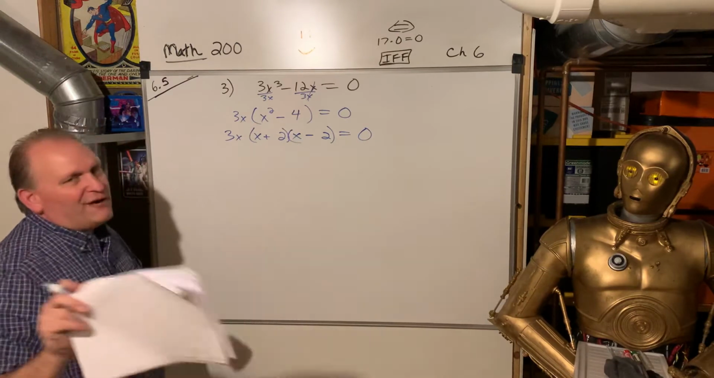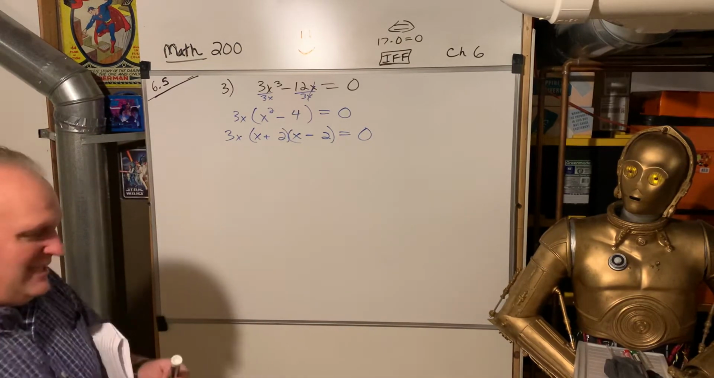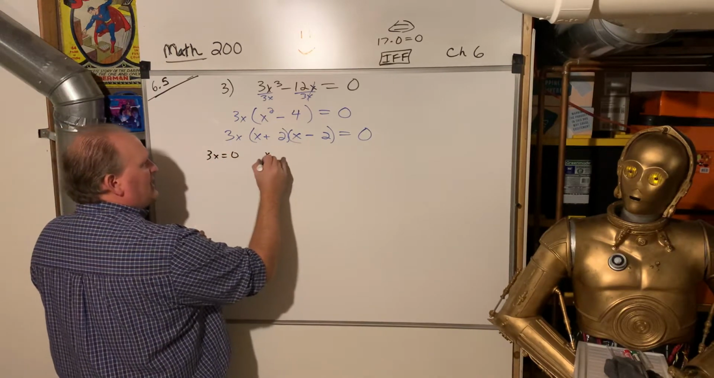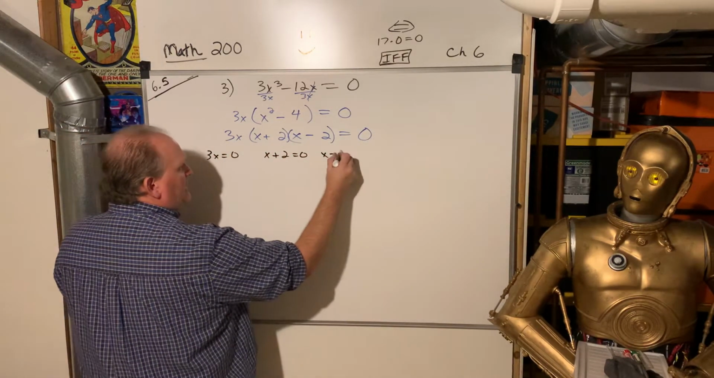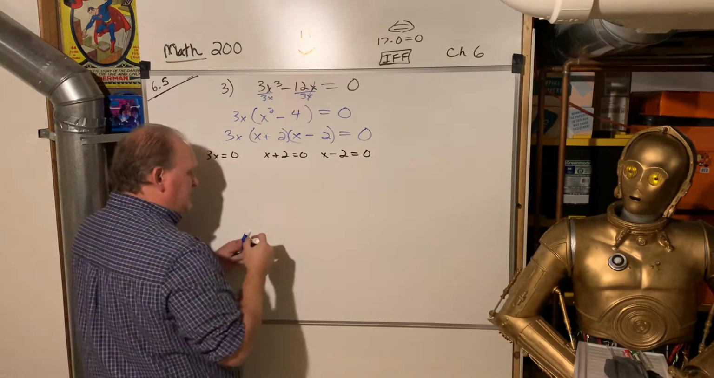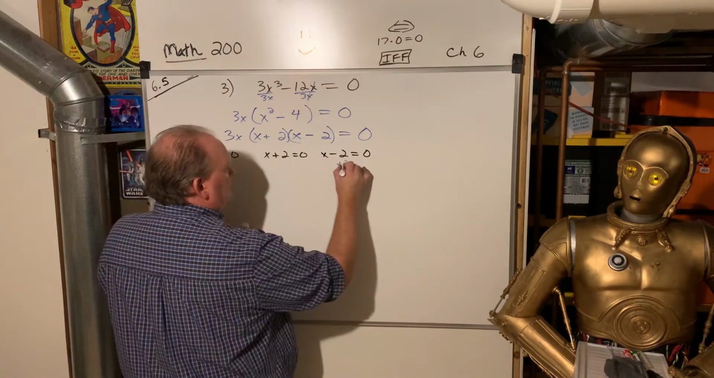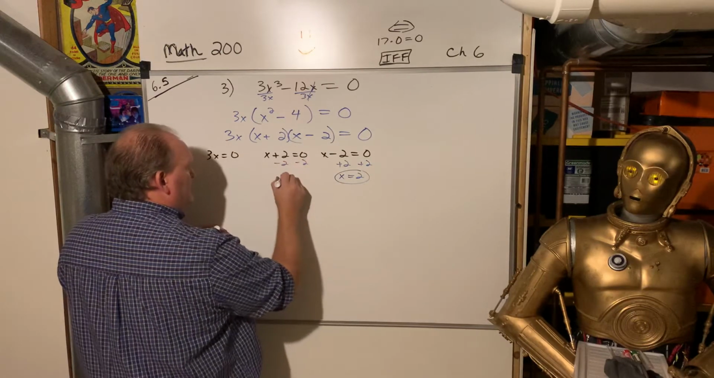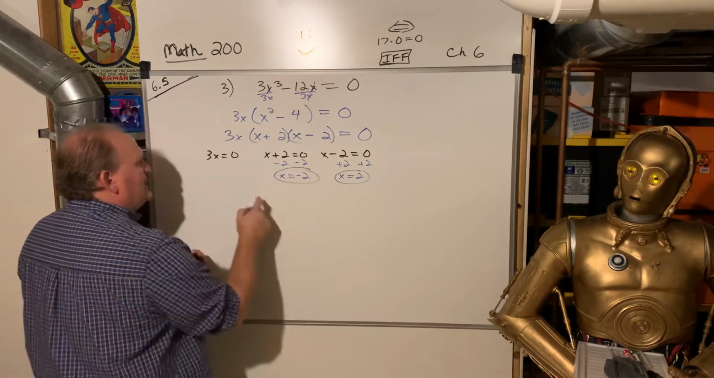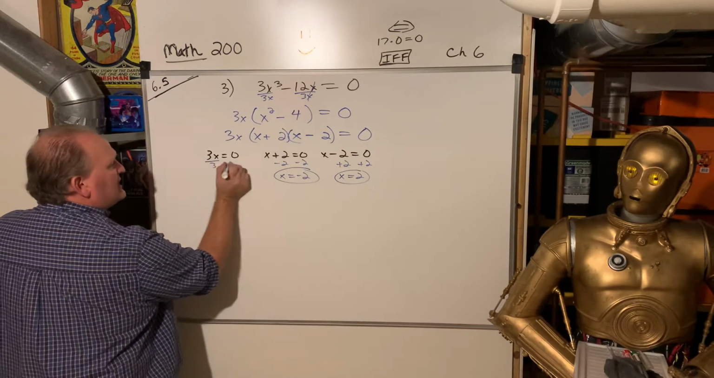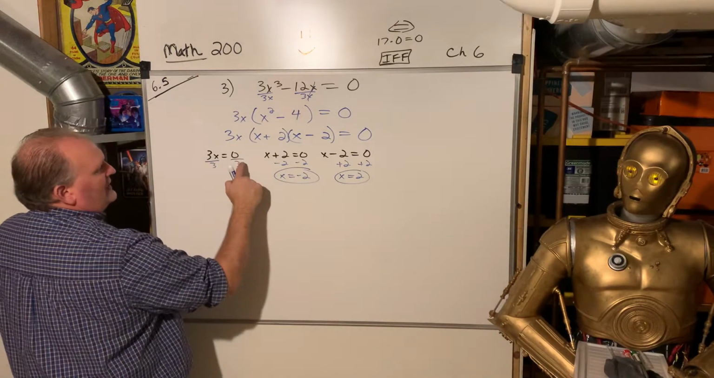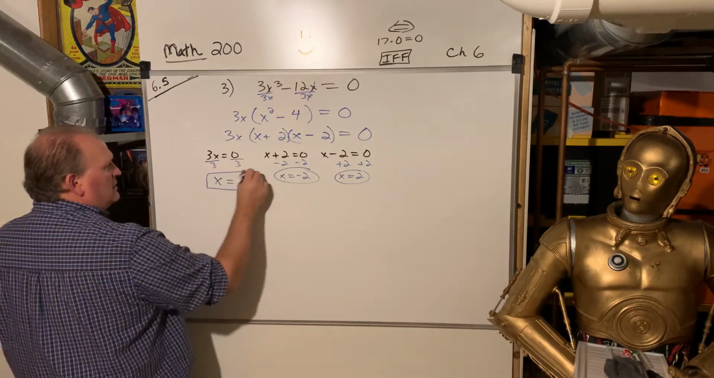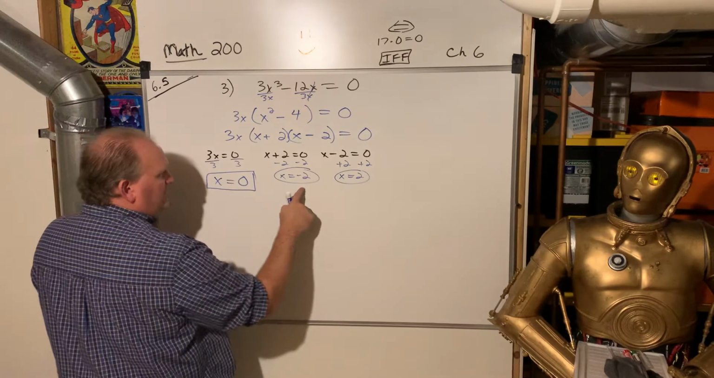Now be careful with this. This is a little tricky. We're going to set 3x equal to 0. We're going to set x plus 2 equal to 0, x minus 2 equal to 0. This one's easy. Add 2 to both sides, and we're done. X equals 2. Subtract 2 from both sides, x equals negative 2. This one, you divide both sides by 3, and 0 divided by 3 is 0. So 0 works, negative 2 works, and 2 works.